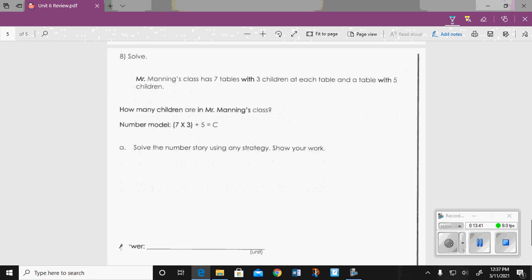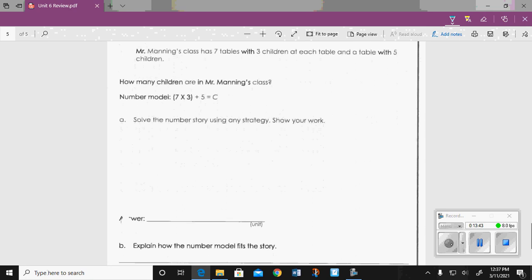Just about finished. Hang in there. Mr. Manning's class has 7 tables with 3 children at each table and a table with 5 children. How many children are in Mr. Manning's class? Here's a number model. 7 times 3 plus 5 equals C. Solve the number story using any strategy and show your work. Okay?